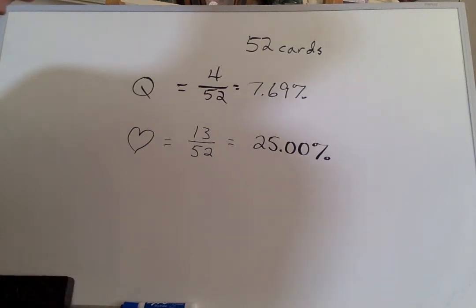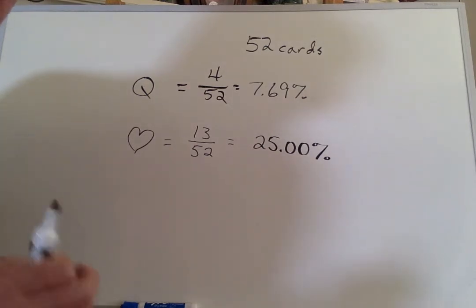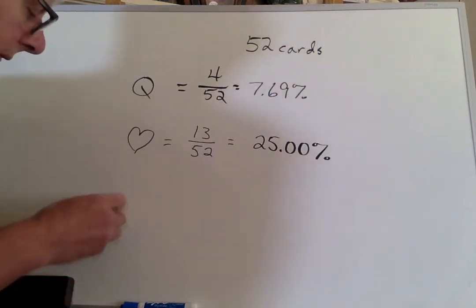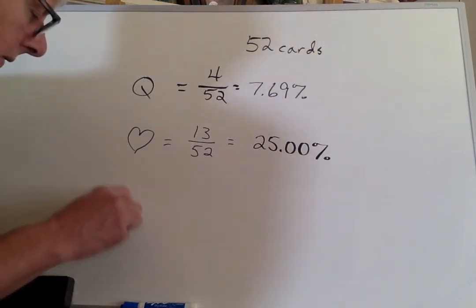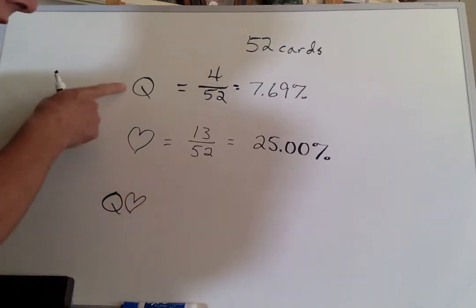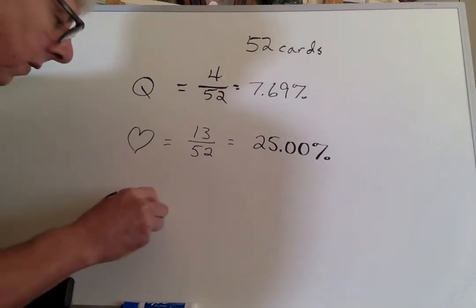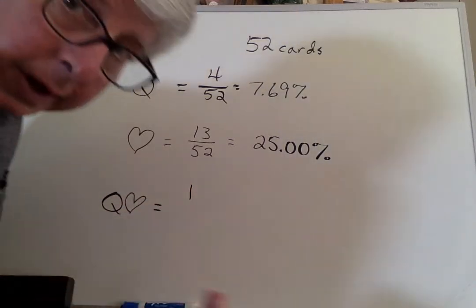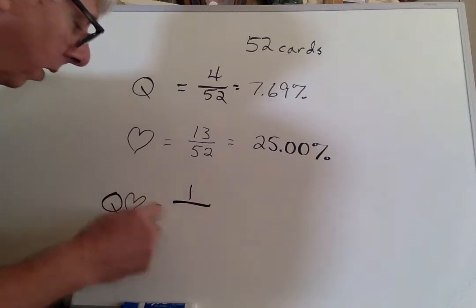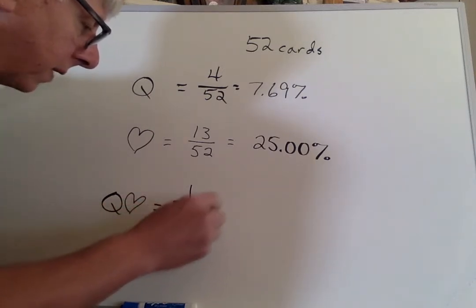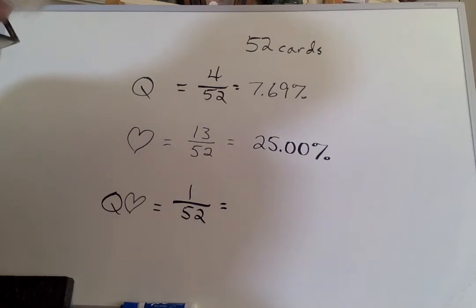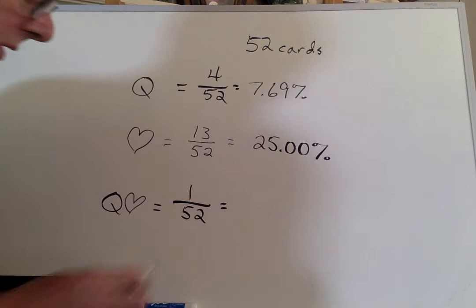If we were looking for a queen of hearts, of course, that's a single card in the deck. So if we were looking for Queen of Hearts specifically, that is not just any queen, not just any heart, but a single Queen of Hearts. And in fact, hopefully, there's only one Queen of Hearts in the deck, 1 out of 52. And so, let's see, 1 divided by 52, 1.92%.